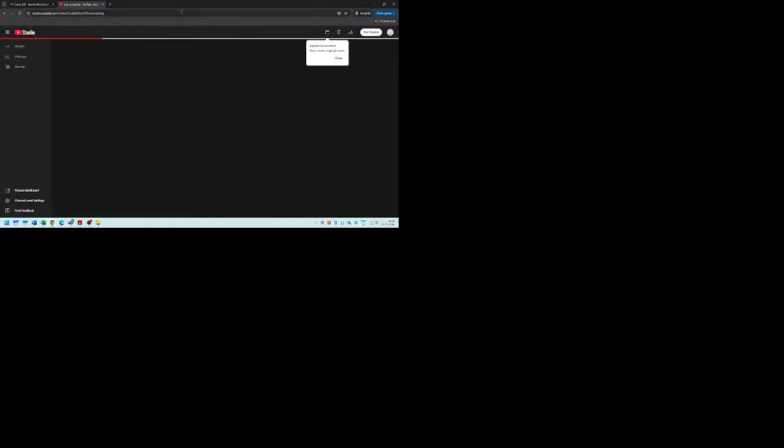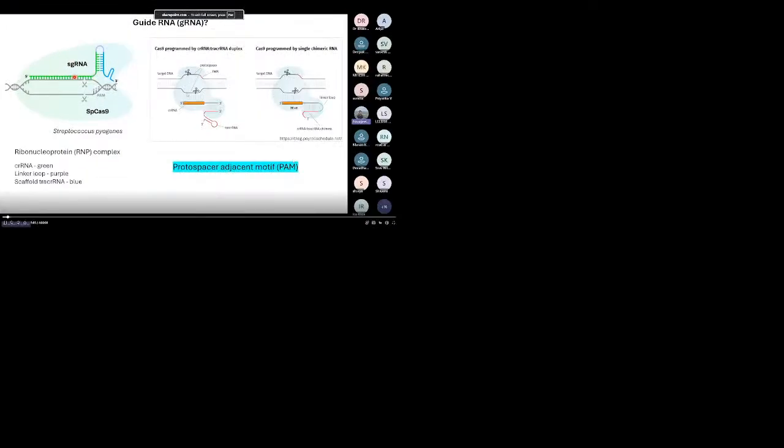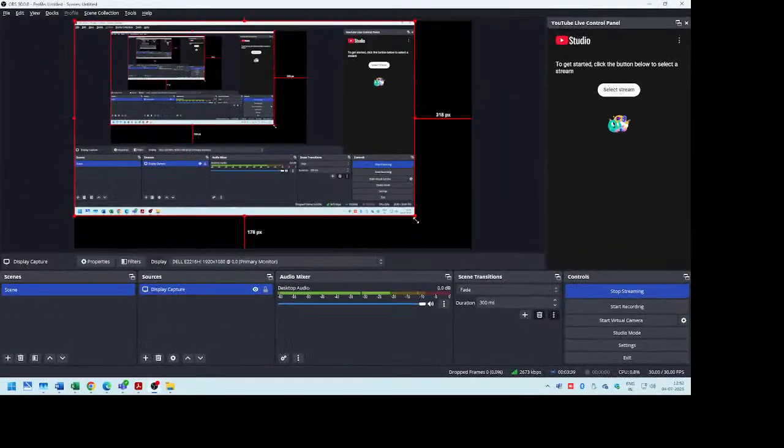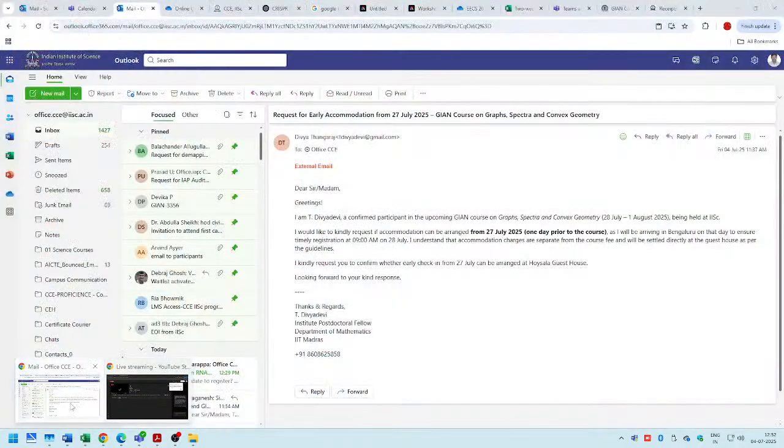Now, if you look at this structure, this entire guide RNA complex is composed of 3 different parts. The green part which is highlighted here is the crRNA. Then there will be a linker group. If you can see this purple region, this is a linker region that is basically joining this crRNA along with the scaffold tracrRNA, which is highlighted in blue. So when we talk about a guide RNA, this will be composed of 3 different parts, and when it is combined entirely, we will call it a guide RNA.